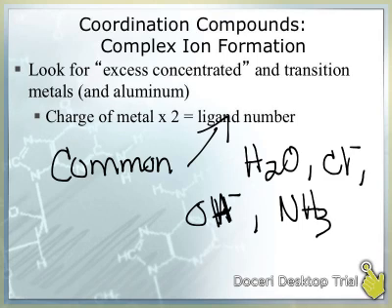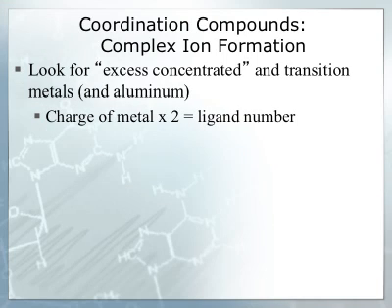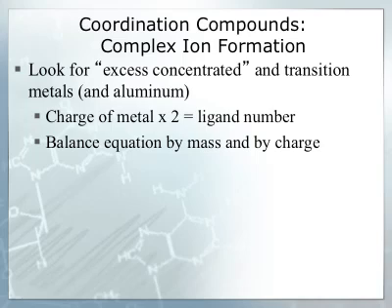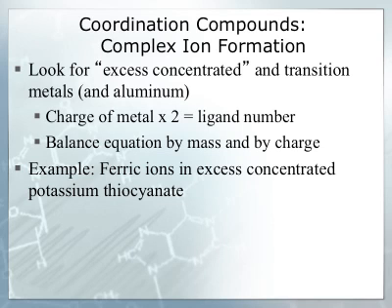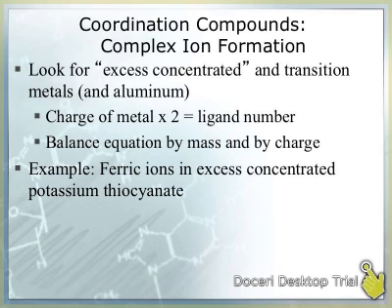Okay, so when we do these types of equations, we have to balance the equation by both the mass and its charge. So let's just do an example. Let's make sure that we know what this is. We're going to take ferric ions and excess concentrated potassium thiocyanate. Excess concentrated, keyword telling you that we're dealing with this type of equation, right?